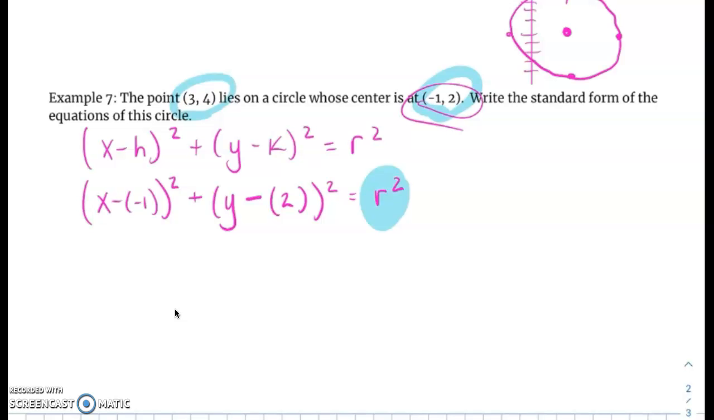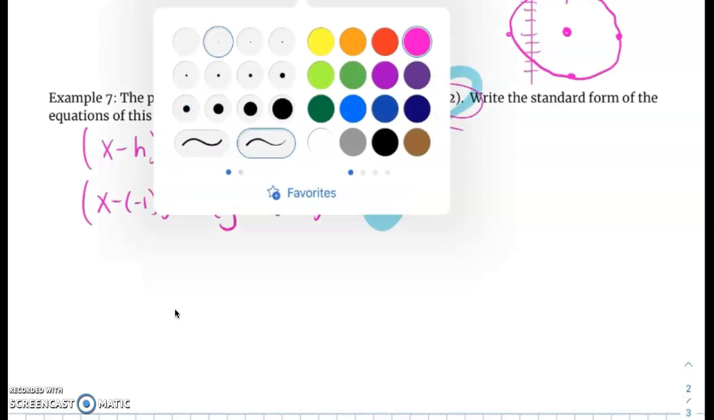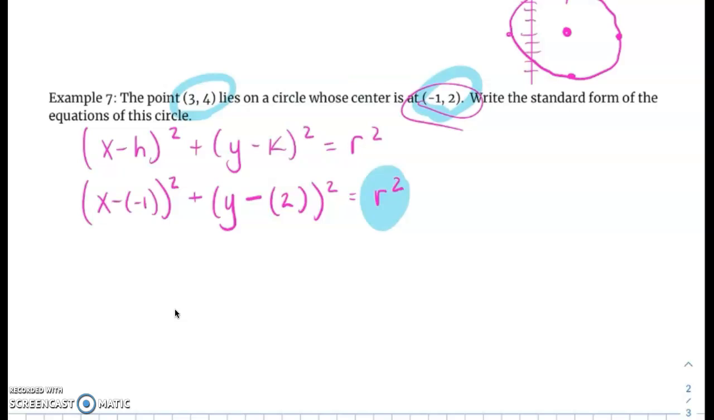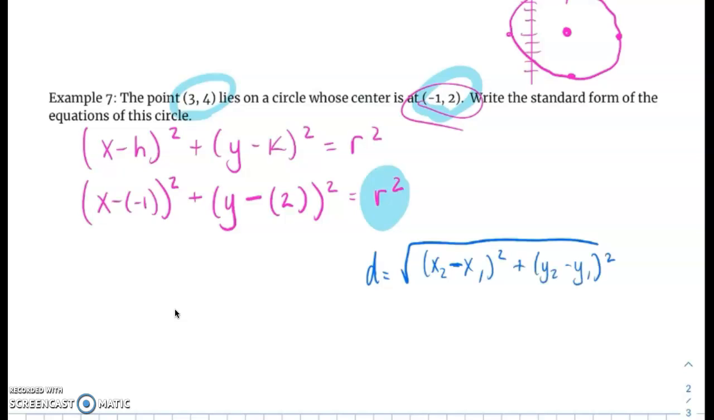So now let's remember what the distance equation is. Distance is the square root of (x2 minus x1) squared plus (y2 minus y1) squared. So you find the distance between your x's and square it, find the distance between your y's and square it, and then you take the square root.